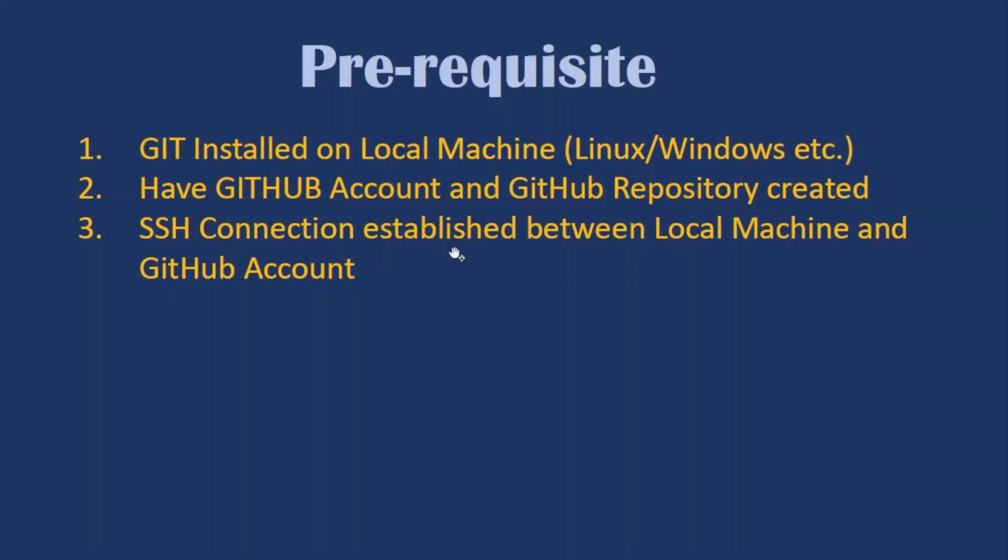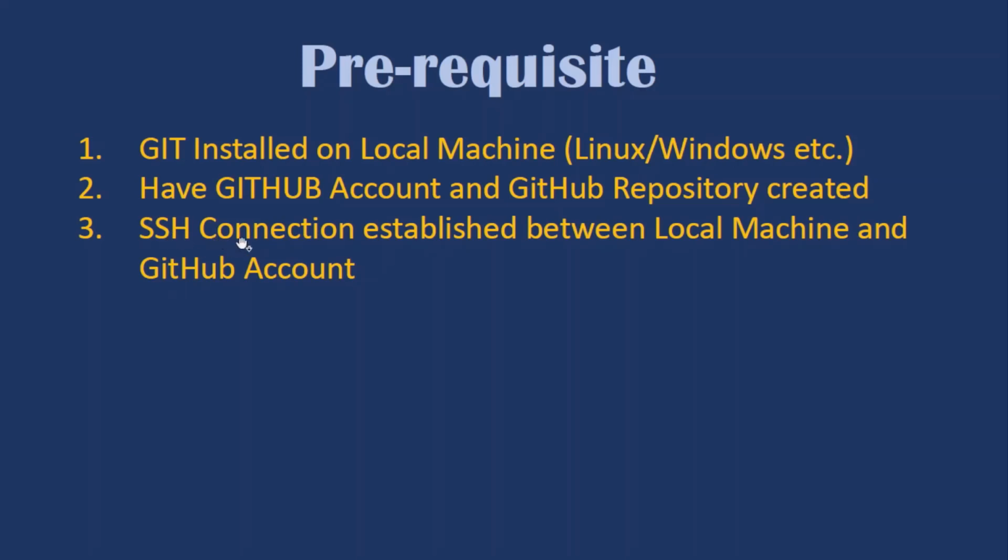And before you actually use any of these Git commands, here is the prerequisite. You should have Git installed on your local machine. Local machine can be your Linux or Windows machine. You should have, or somebody in your team should have, a GitHub account. And the GitHub repository should be created. This is the project repository where you would be storing all your project related files, which can be accessed by anyone from your team.